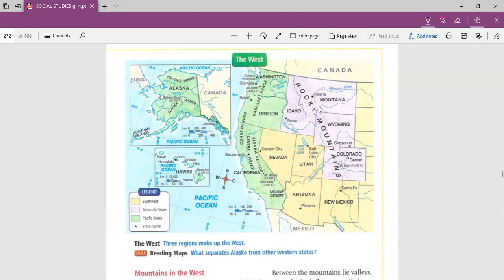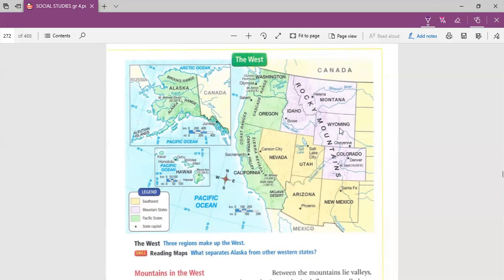Okay, what's in purple here? These are called the mountain states. Why are they called mountain states? Because we could find here the Rocky Mountains range. Okay, so look at the Rocky Mountains. This is the Rocky Mountains. That's why these purple states are called the mountain states. The green states here are called the Pacific states because they are located along the Pacific Ocean. So these are the mountain states, these are the Pacific states, and here are the southwest states. Okay, let's check first the mountain states.